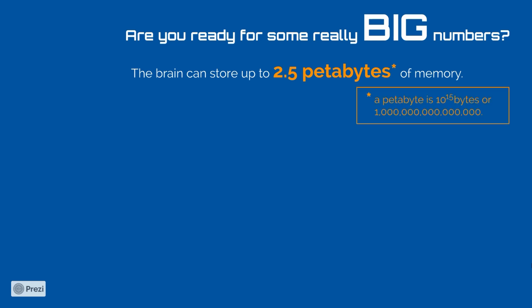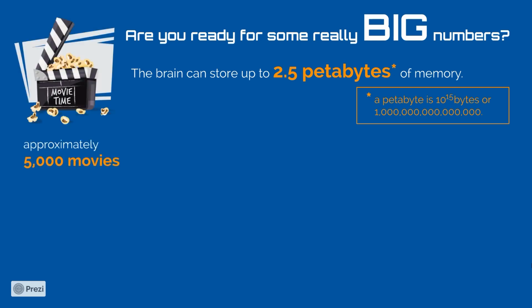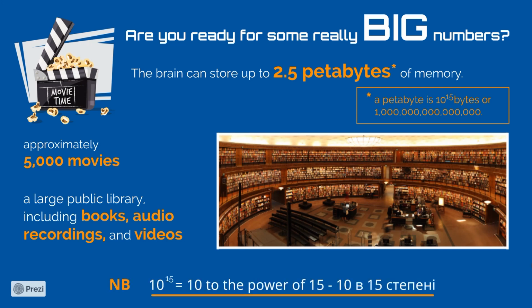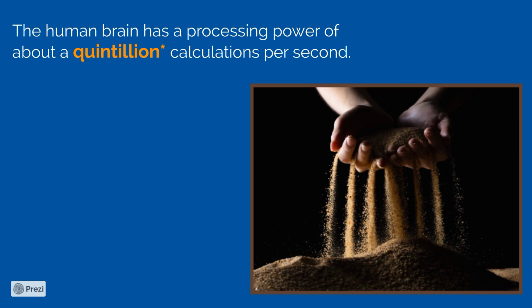A petabyte is 10 to the power of 15 bytes, or 1 followed by 15 zeros. You can compare the brain's capacity to approximately 5,000 movies. This is enough memory to store the entire contents of a large public library, including books, audio recordings, and videos. Just for the record, the correct way of saying such numbers is 10 to the power of 15, 10 в 15 степені.